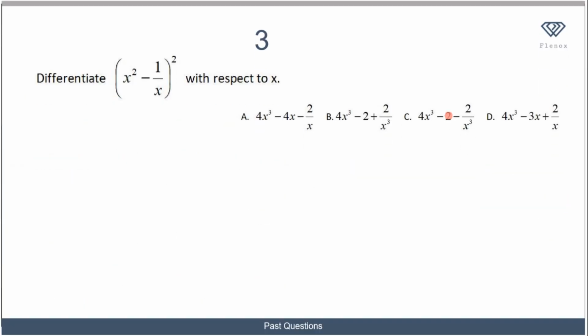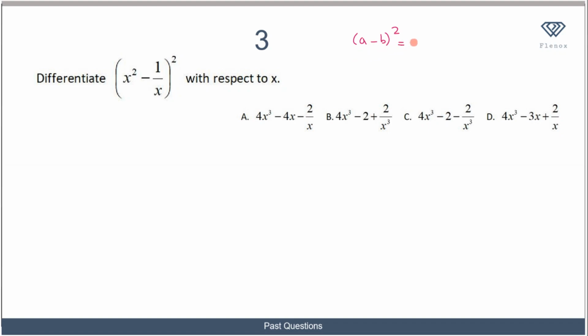And here we are told to differentiate x squared minus 1 over x, all squared. So what can we do about this? So the best way to approach this is to try to expand this expression. And if you remember, when I was talking about expansion, I told you that if you have something of the form a minus b squared, it's the same thing as having the first term and squaring it.